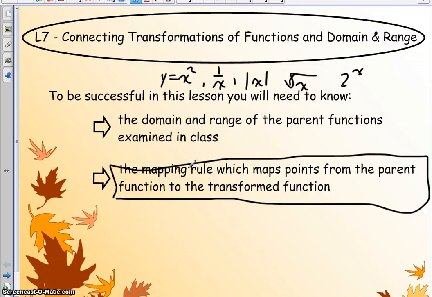We're going to need to know what those functions look like and their domain and range. Okay, so keep those handy, and that's going to be something you're going to need to commit to memory in order to be successful, not only in this unit but later on in the course.